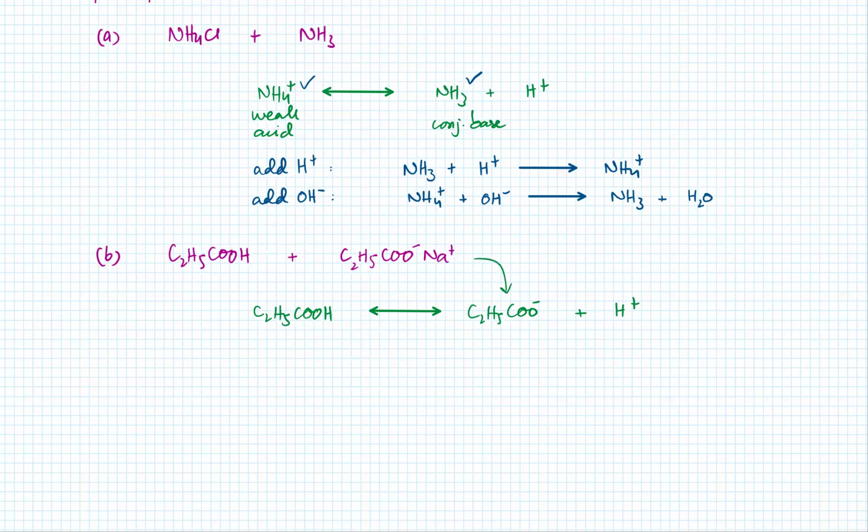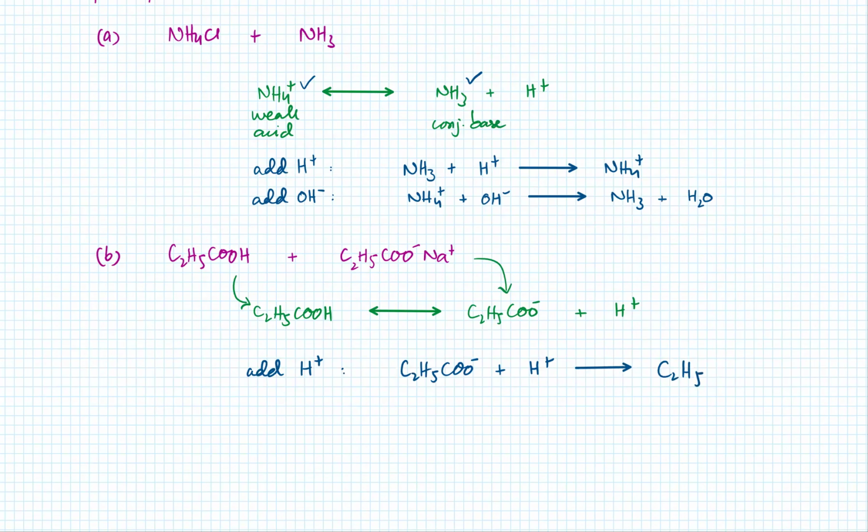So these ions are coming from here, and this is over here. And again, I'm going to try and write the equations. If you add H plus ions to it, who's going to neutralize it? It's the conjugate base that's going to neutralize it. So C2H5COO minus is going to come in. It's going to attract the H plus that you're adding, and it's going to neutralize it.